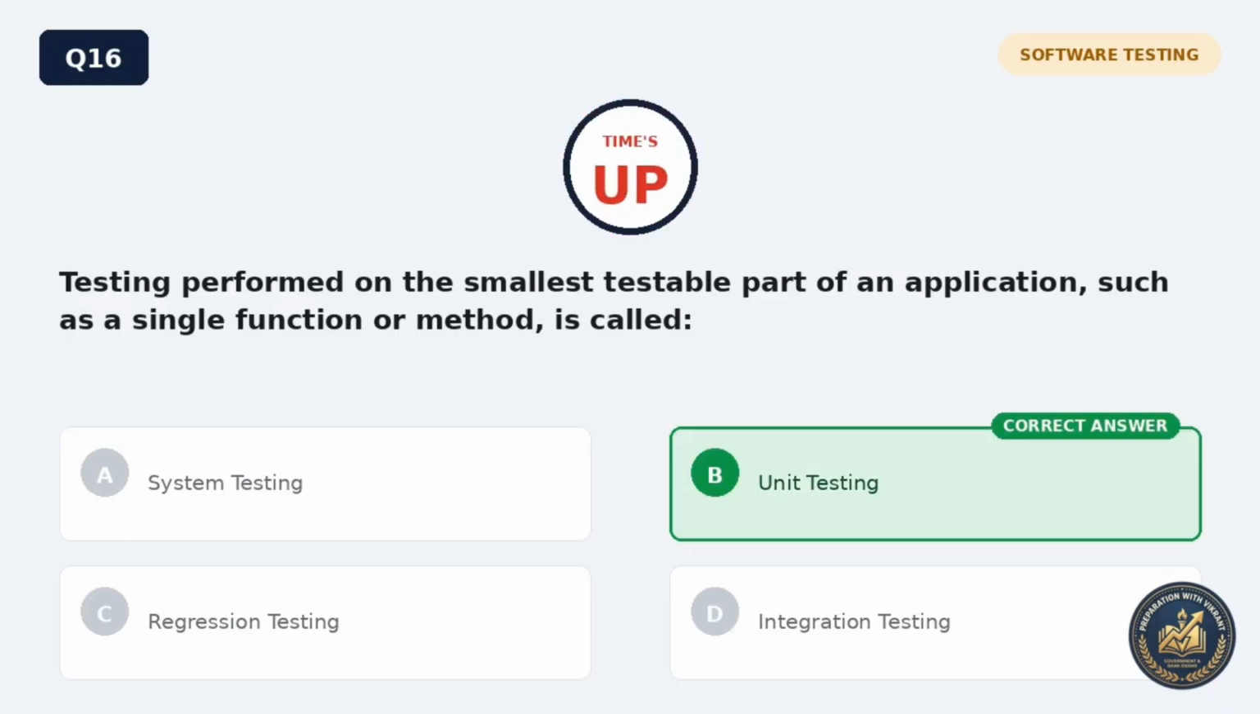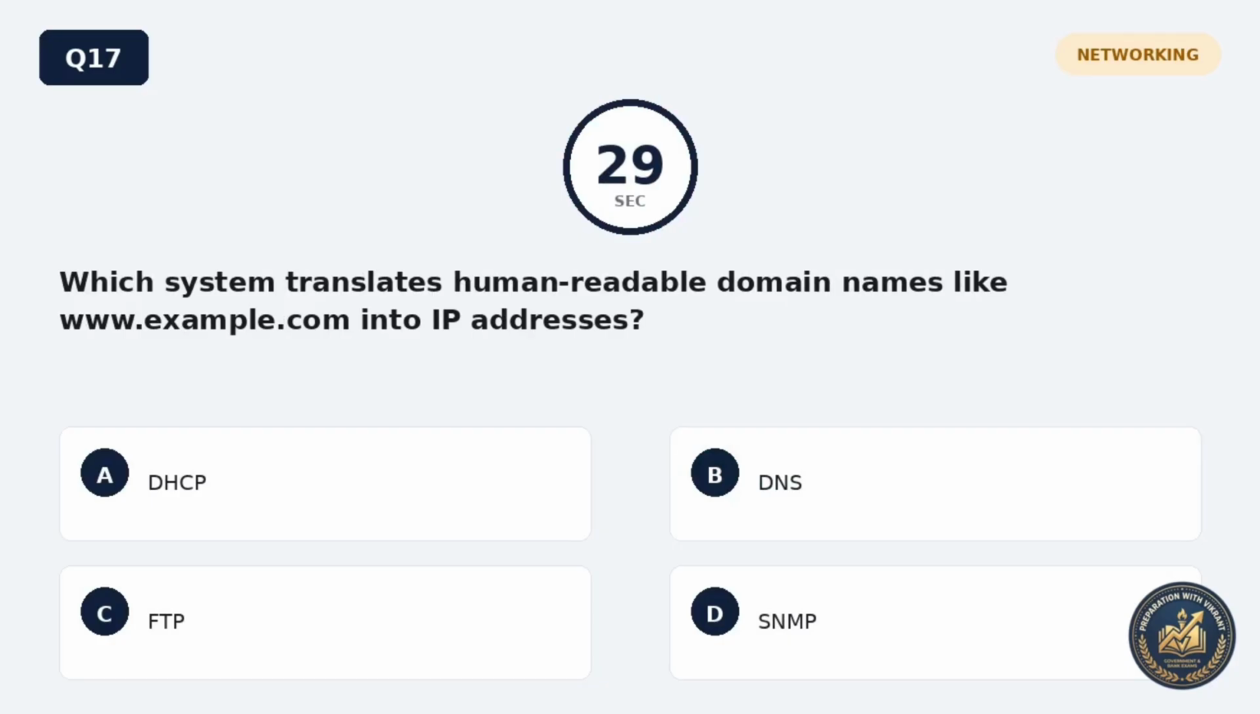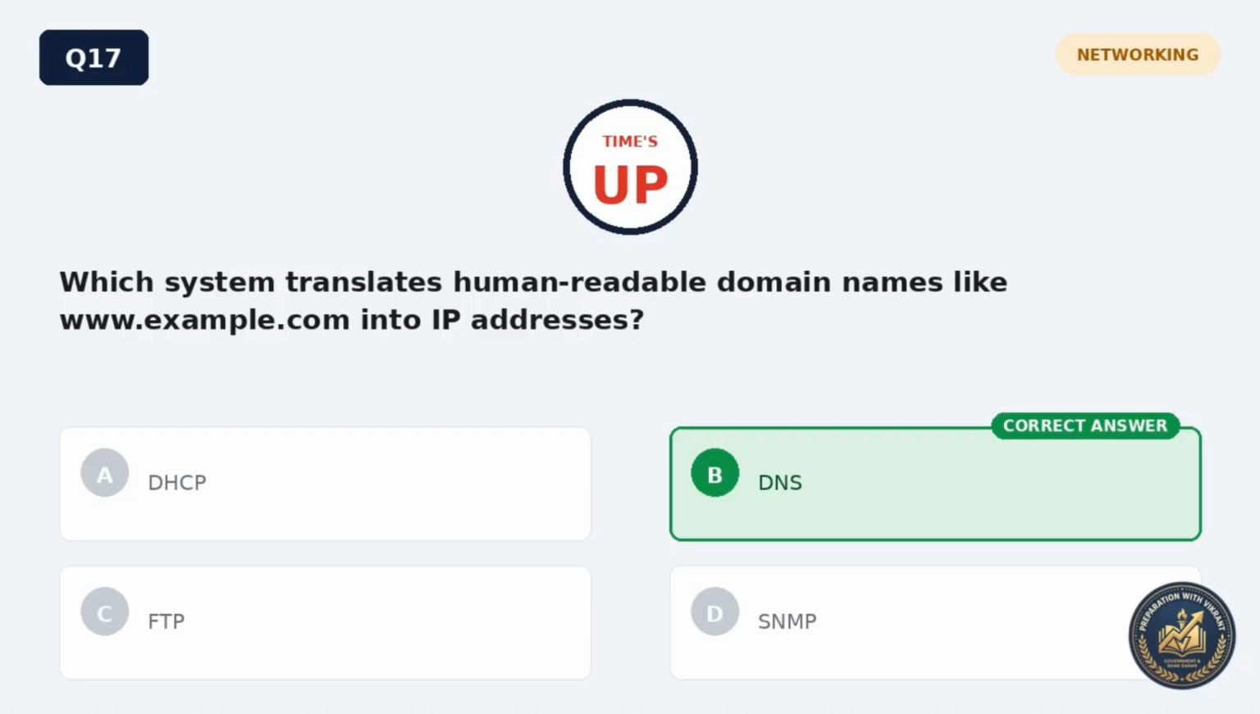Moving to next question. Which system translates human readable domain names like www.example.com into IP addresses? The option A is DHCP, the option B is DNS, the option C is FTP, and the option D is SNMP. So the correct answer is option B, DNS.